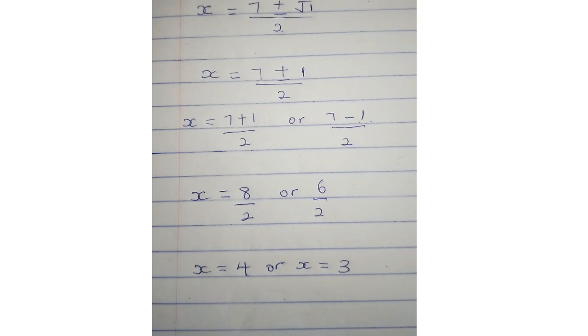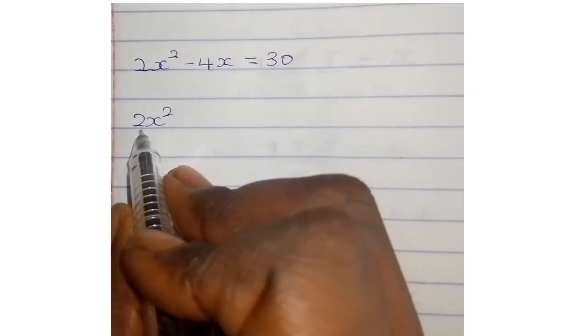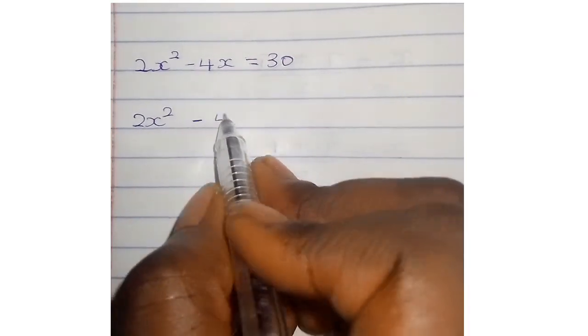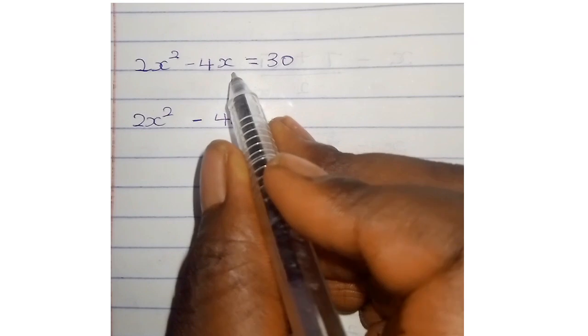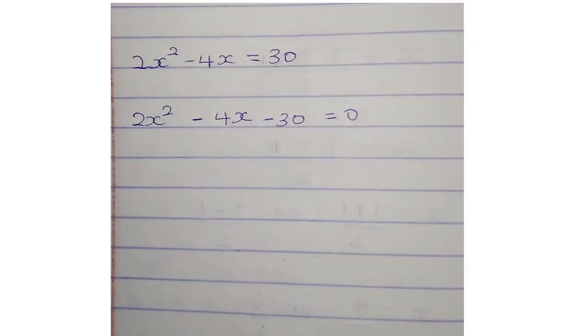Now let's take another example using the same process and the same formula. Given this example, 2x squared minus 4x is equal to 30. A quadratic equation must be equal to 0, so we need to make sure that this equation equates to 0. Bringing it to the left-hand side, we have 2x squared minus 4x, and when 30 crosses the equal sign, it becomes negative 30, equal to 0.